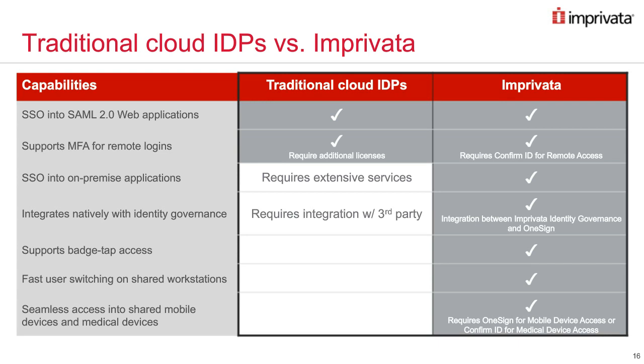So typically, from a security perspective, you want to add a second factor of authentication to really prove the user is who they say they are. It's typically maybe a token, a code that they get on their phone, or maybe a push token that they get on their mobile device. So when you look at traditional cloud IDPs, typically there's an additional license required for that. And so with Imprivata, yes, there is a separate product that we have. It is Confirm ID for remote access, but it is compatible with Web SSO.